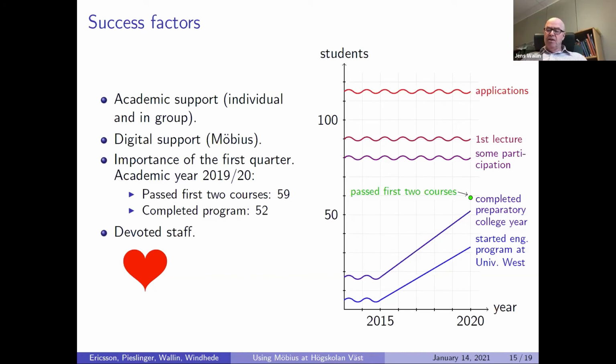After completing this preparatory college year and some years in engineering studies, there are three big winners as I see it. One, the society as a whole, there's a big lack of engineers. Two, University West, our aim is to produce engineers. And three, of course, the biggest winner of them all is the individual himself or herself. So thanks for your attention, and we take questions later on.